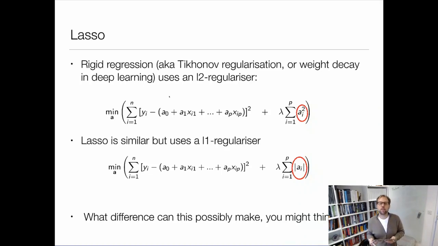Let's now move to the Lasso. So far we have seen how to use regularization in the context of ridge regression, which is also known as Tikhonov regularization, as I mentioned, and sometimes, especially in the context of neural networks, is also known as weight decay. This is all the same thing effectively, and it's just looking at our previous regression problem.